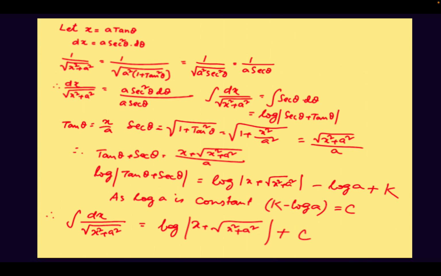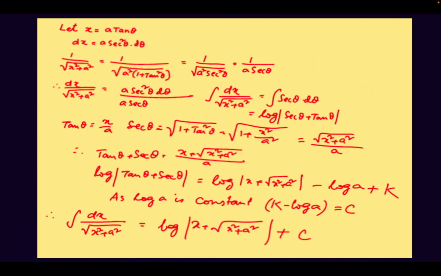So this is the function part, and the dx part is of course a secant square theta d theta. Combining both of them, the a gets cancelled, and one secant theta gets cancelled. Ultimately you are left with the integral of secant theta d theta. We know that it is the logarithm of secant theta plus tan theta plus a constant of integration.